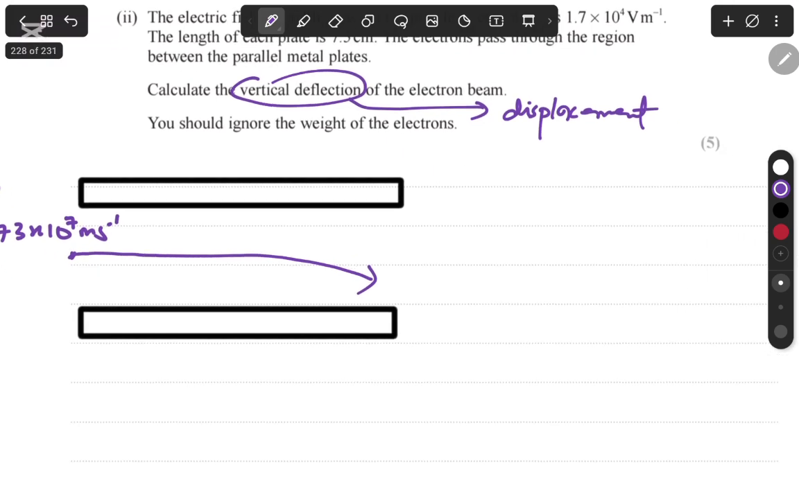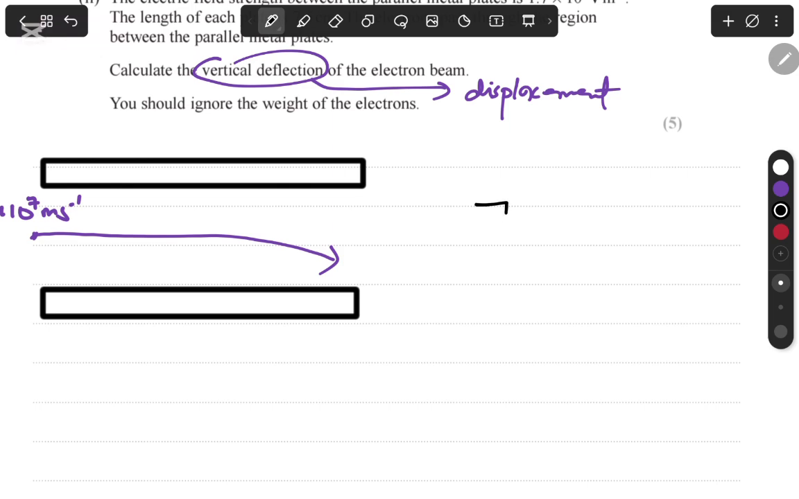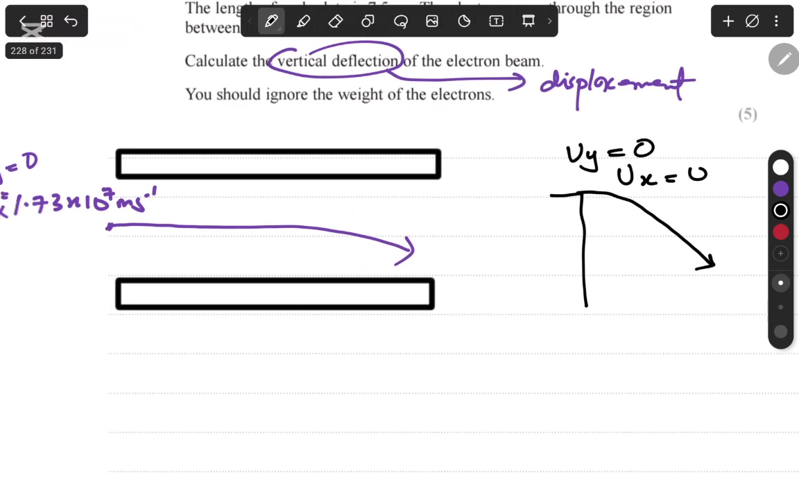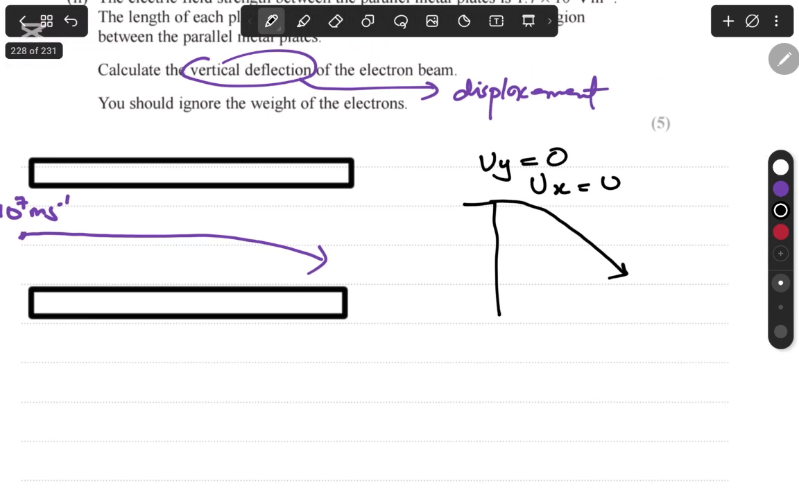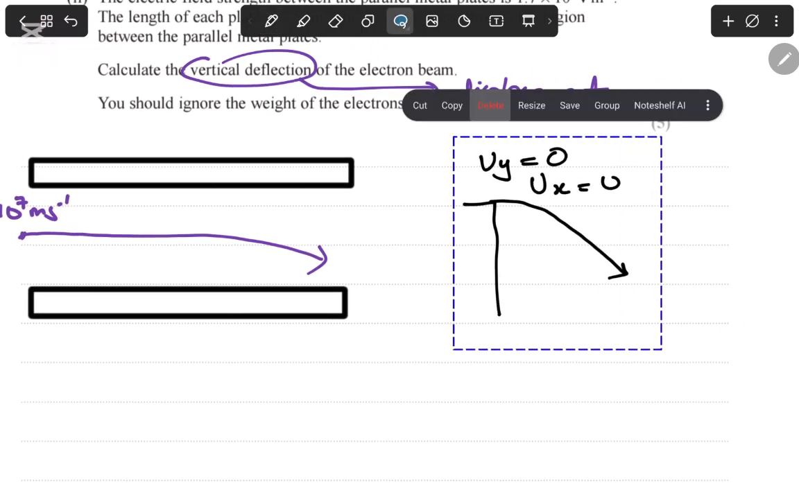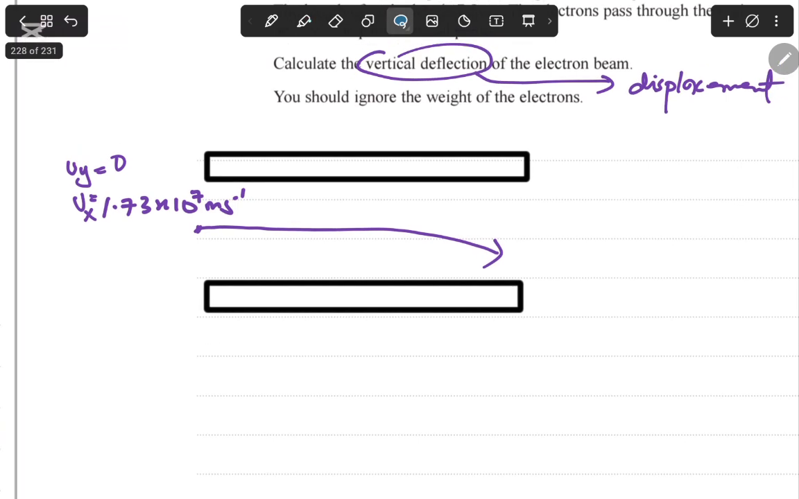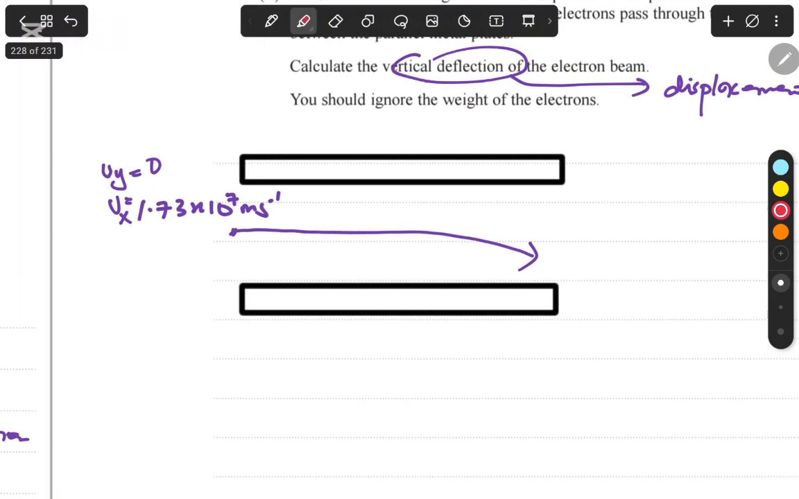Sir, how can we say that? Well, if you remember, there was a question we used to do. I like to call it the cliff question, where something falls off a cliff. We say that u in the y direction is equal to 0 and u in the x direction is equal to the velocity of the object. That's the same thing we're doing here. So the initial velocity in the vertical direction is 0 and the initial velocity in the x direction is what we found out before. So I hope till here it's all clear.